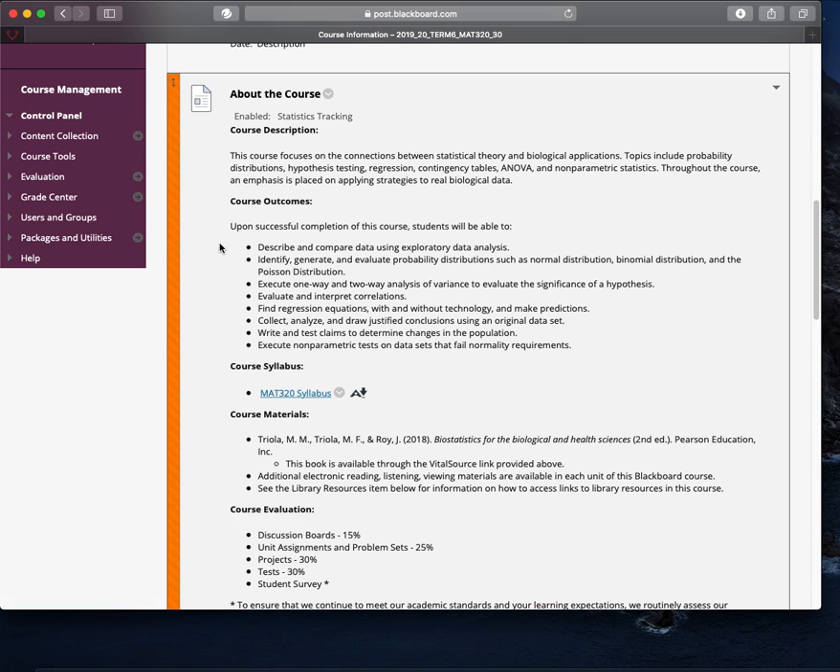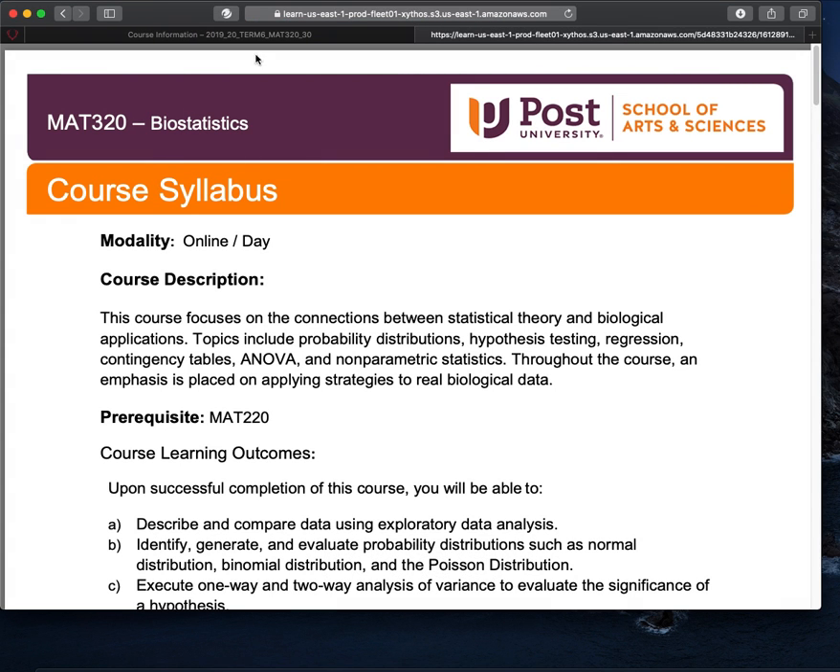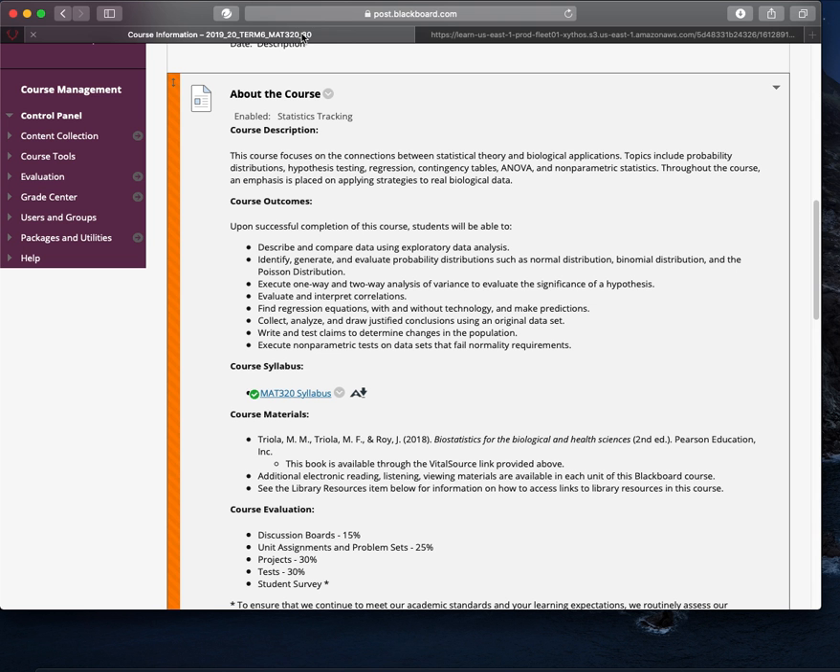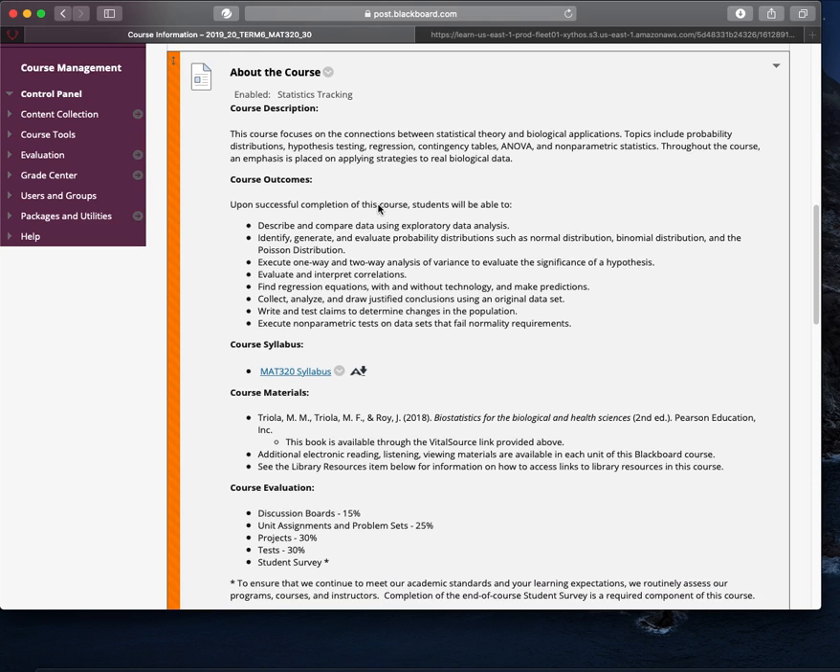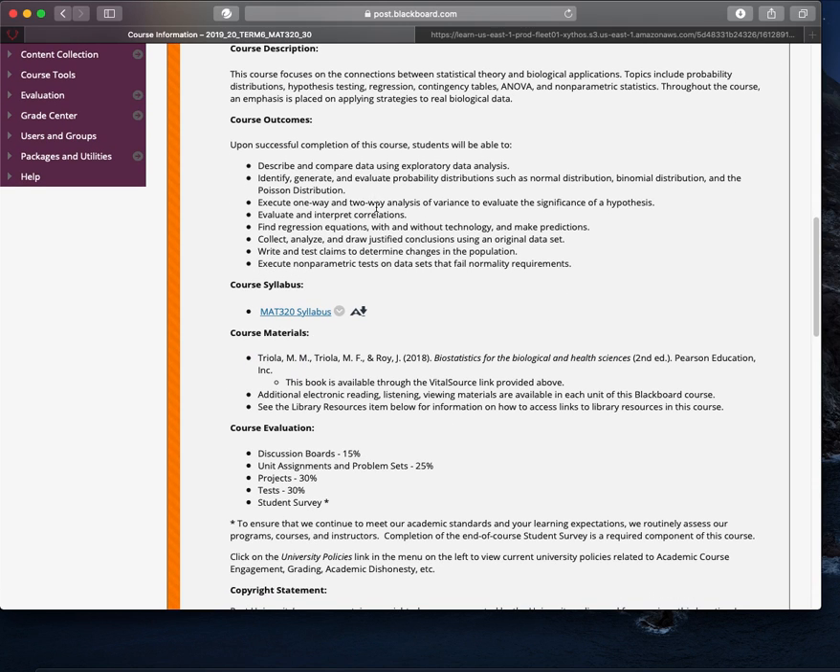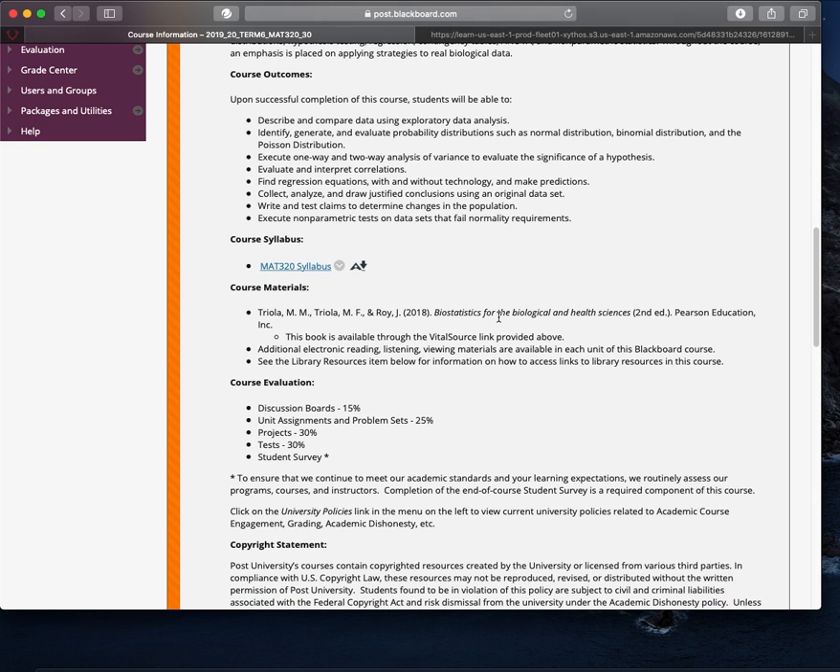You can find the syllabus here on this link down here, which I could open, but some of the same stuff that we're going over on this page is also in the syllabus, but we'll take a look at that to see if there's any differences. The course materials is the textbook, which we have the link to VitalSource at the top, but our book is by Triola and Roy, Statistics for the Biological and Health Sciences, published by Pearson Education.